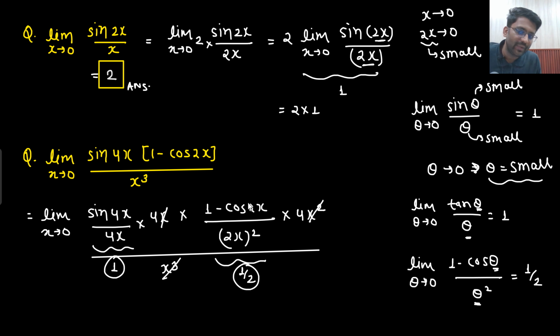Our first target is to make the angle same. 2x, 4x. Understandable? Made the angle same. Then I check that if x is tending to 0, then 4x will also tend to 0. 2x will also tend to 0. That means they are small as well. So the target is achieved.